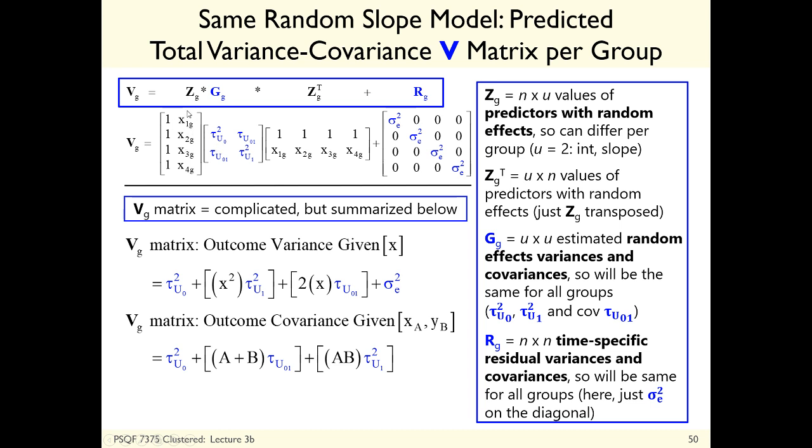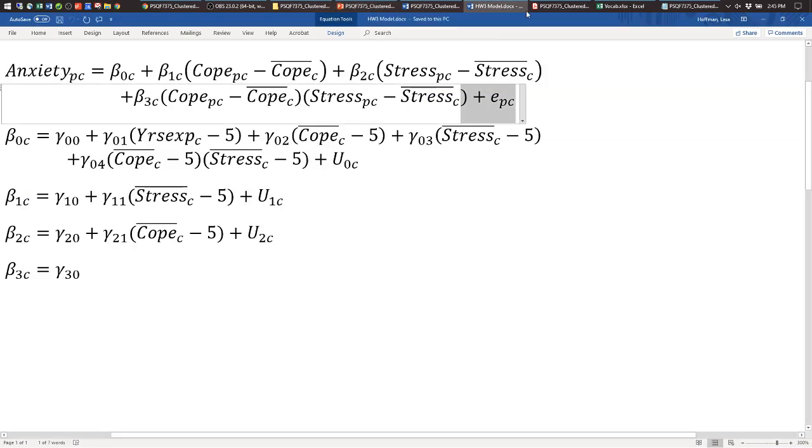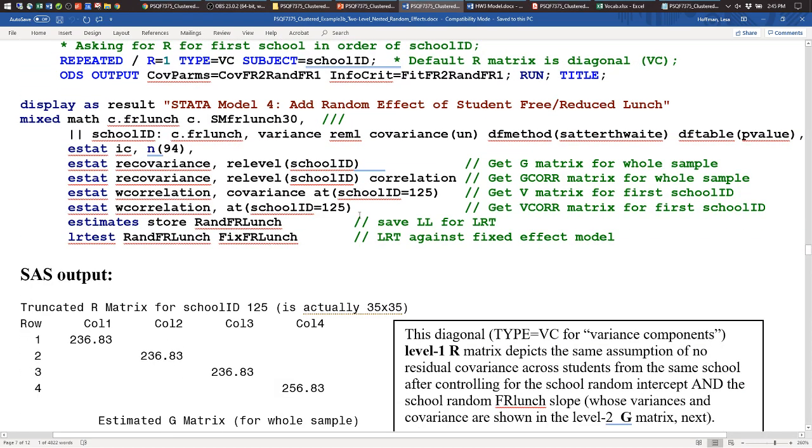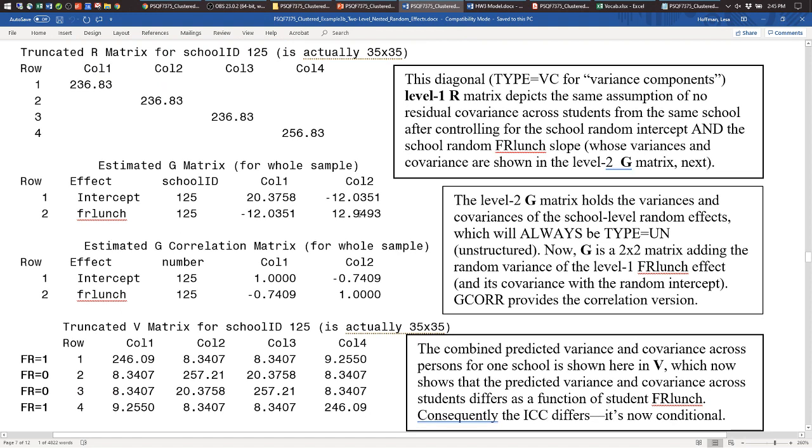The pattern then, to get to what V looks like, Z has two columns, and so it's a little bit more complicated than the Kronecker operator that I demonstrated previously. But in the example, there are only two possible values for student free lunch, 0 or 1. That means there's only two possible kinds of correlation. So this is what we end up with.